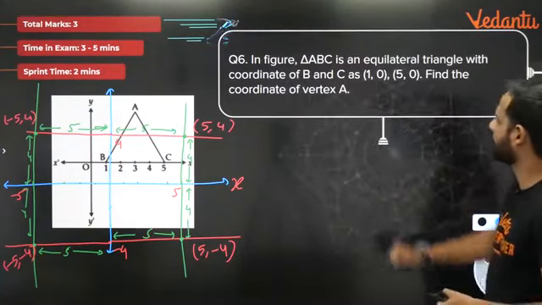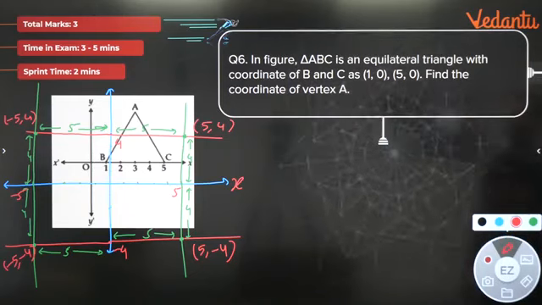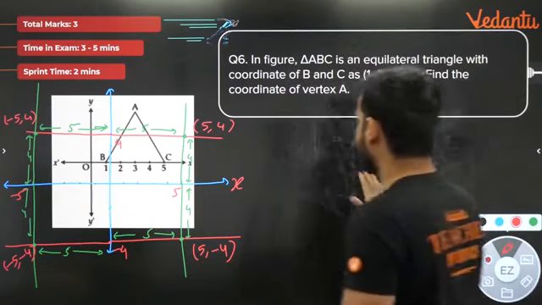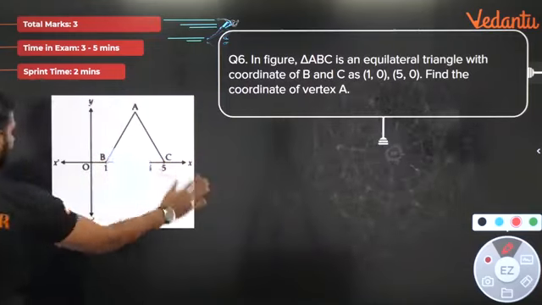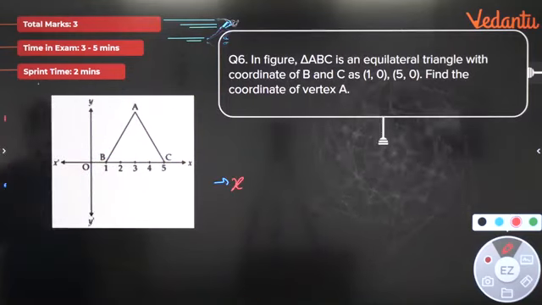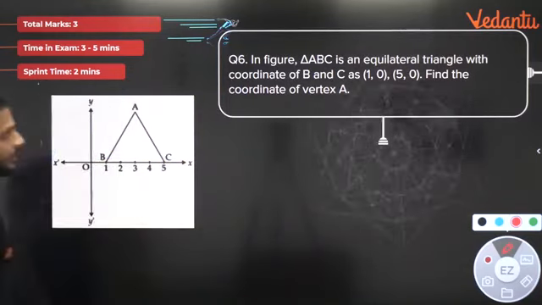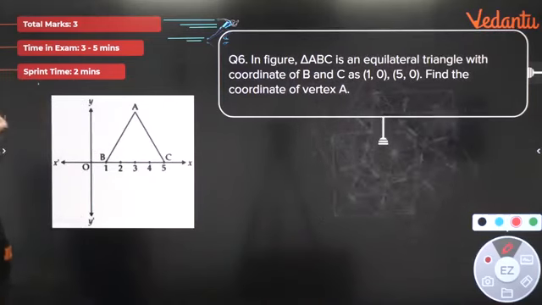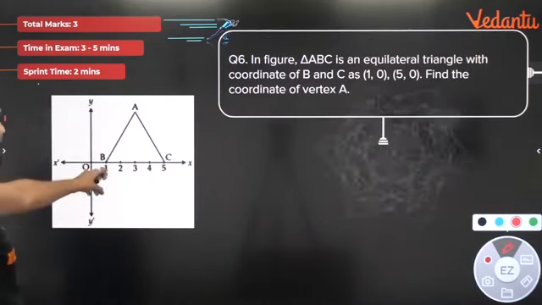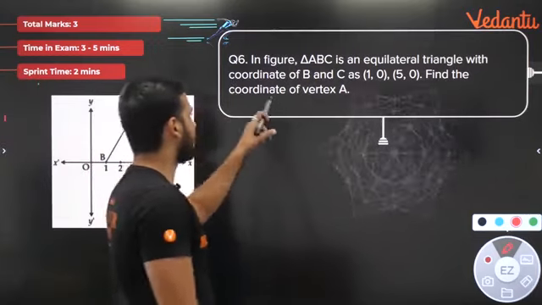The next question is this. In the figure, triangle ABC is an equilateral triangle. The figure is already given. With the coordinates of B and C as 1, 0 and 5, 0. Yes, we can see 1, 0 and 5, 0. Find the coordinate of the vertex A.